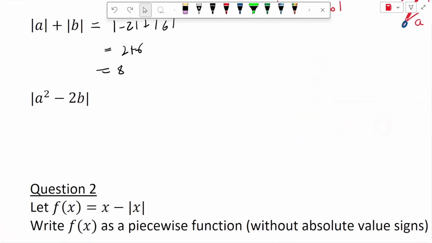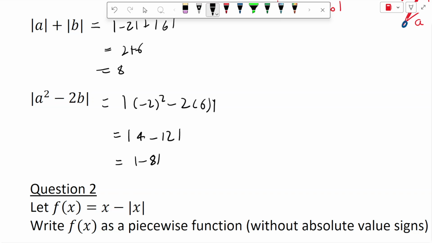Anyway, remember that. a squared take 2b is going to be mod of minus 2 squared take 2 lots of 6, which is going to be mod of 4 take 12, which is mod of minus 8, which is 8.